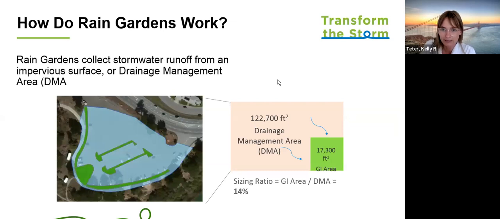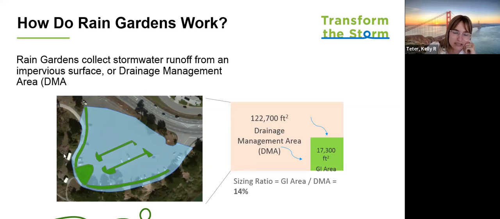And we're going to get a little bit technical. So this is kind of how we measure green infrastructure in terms of how it's functioning. This blue area right here is called a drainage management area. Rather than the rain garden just capturing whatever rain falls on it, it's designed to have all the rain that falls in this blue area directed to this green area, which is the rain garden, or whatever type of green infrastructure it is, bioswale, something like that. The drainage management area captures all the stormwater and then directs it into this green infrastructure facility.